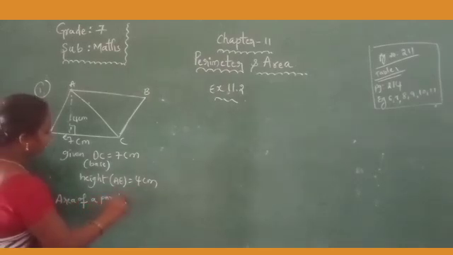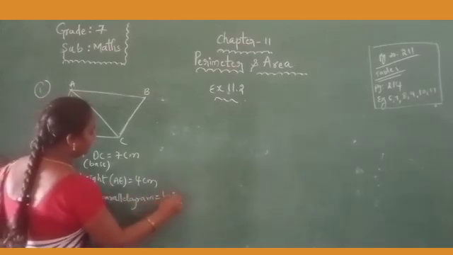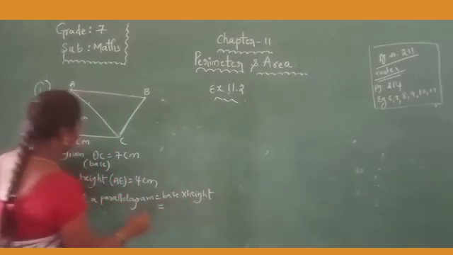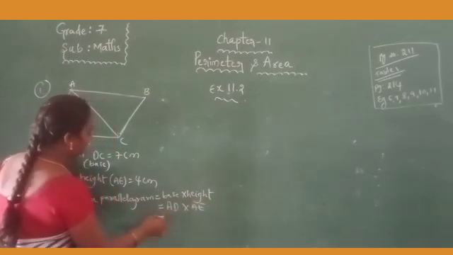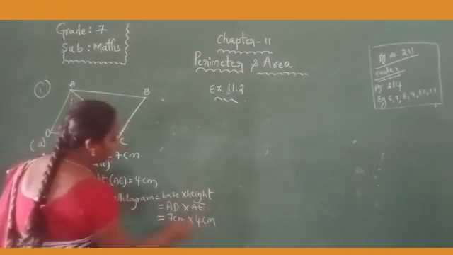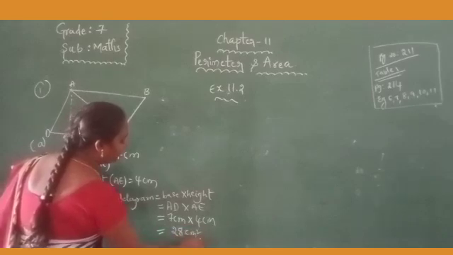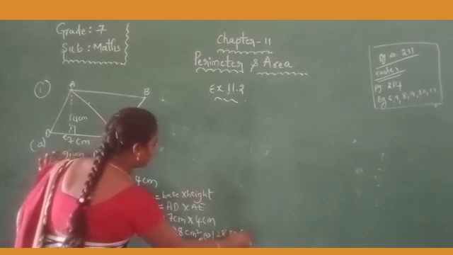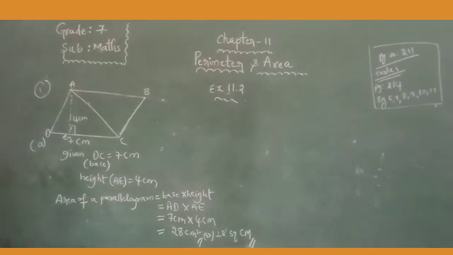Then area of a parallelogram is equal to base into height. Base is DC and height is AE. DC is 7 centimeters and AE is 4 centimeters. Then 7 fours 28 centimeters square, or 28 square centimeters. So like this you have to find the area of a parallelogram.